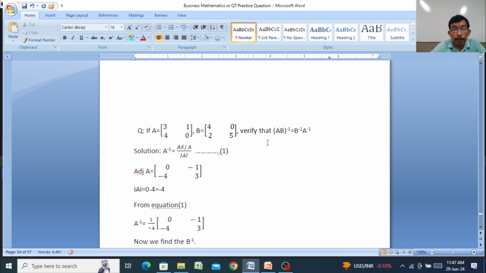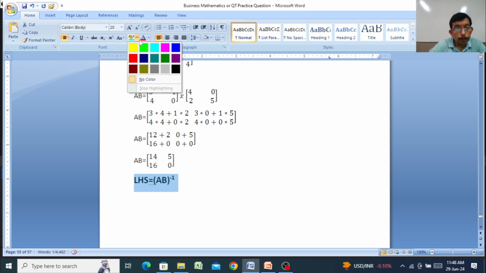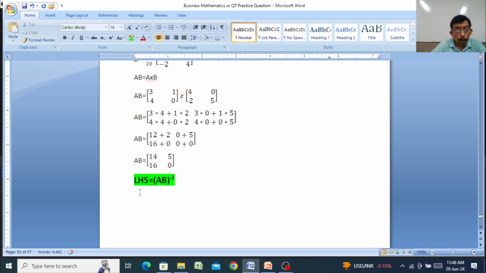Now we take the left hand side. LHS is equal to AB inverse. Now we find the determinant. First we find the determinant of AB.